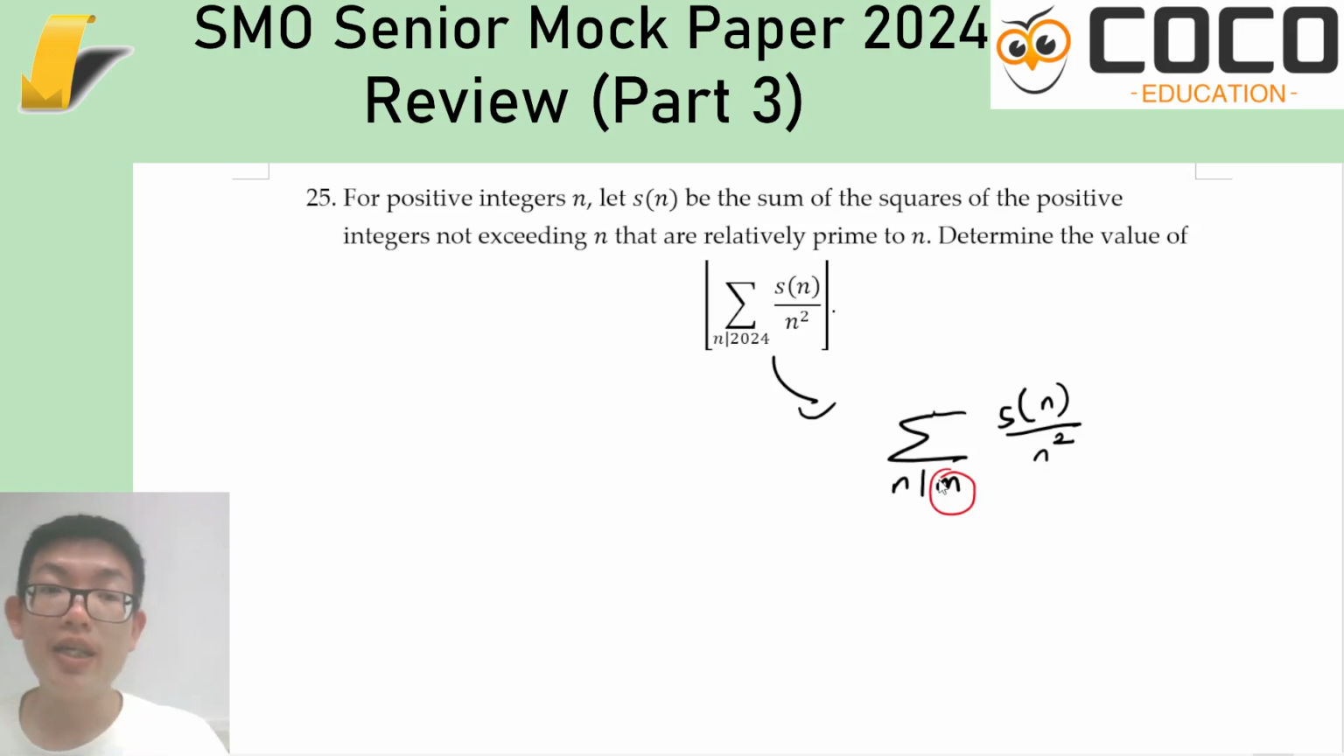Take the question, and since 2024 is way too big, there's too many factors to do something like this, just try to write it down. Small case, for example, how will this look like?